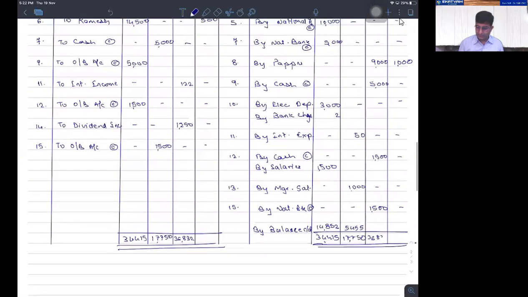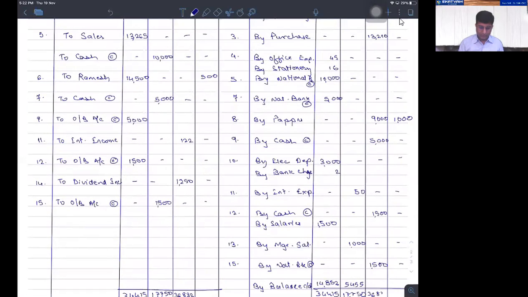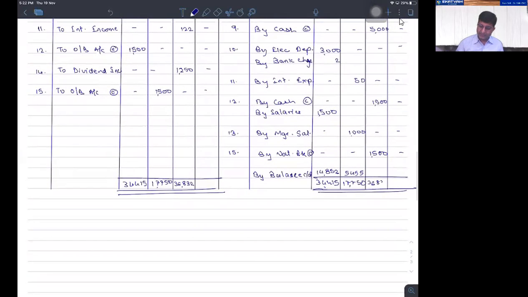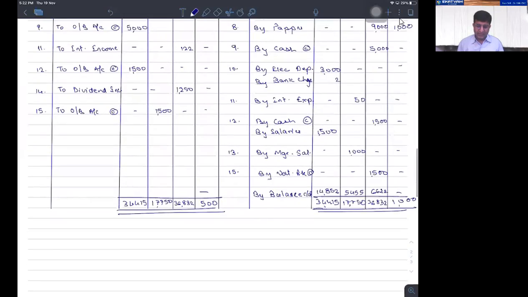36,832 minus 13,210 minus 9,000 minus 5,000 minus 1,500 minus 1,500. So 6622 is the overseas bank column total balance. And for the discount columns, I'm not going to take the balance, but I'm going to do the total of it. Did you get that? समझ आया कैश बुक का फॉर्मेट? कैश बुक में एंट्री कैसे होती है? Anyone having doubts in this?